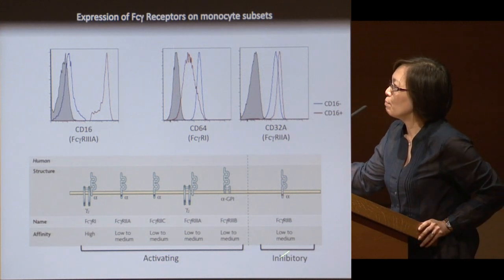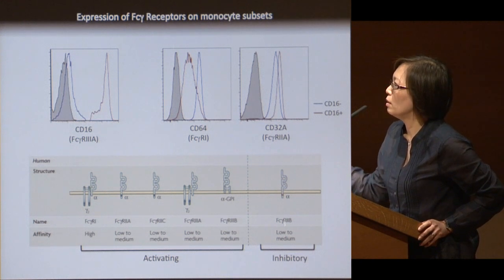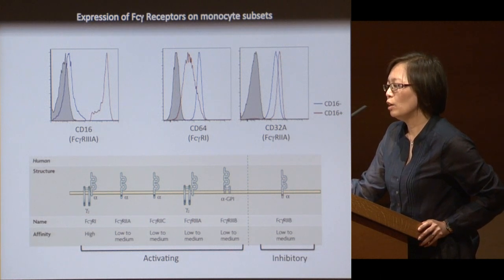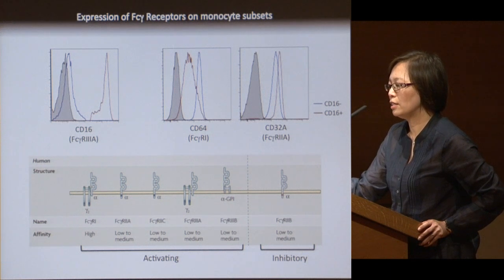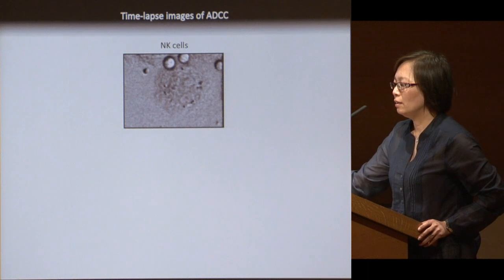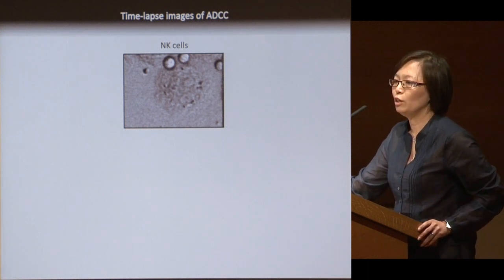And this is just an example of some of the Fc gamma receptors that are expressed in humans. So based on that, we would like to find out if monocytes actually can perform ADCC and if there's a differentiability between the subsets. But before that, let's see how an NK cell can typically kill antibody-coated tumor cells.